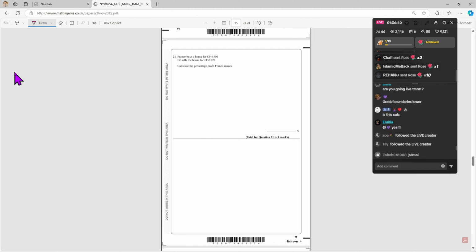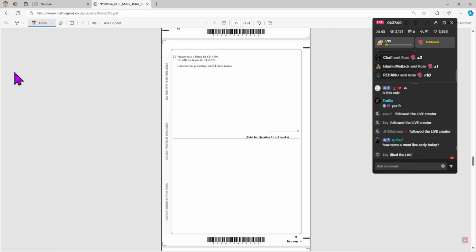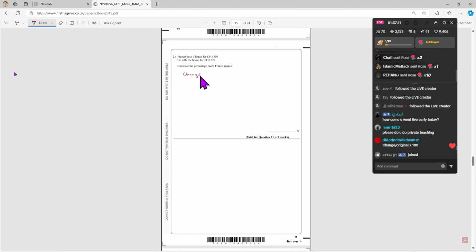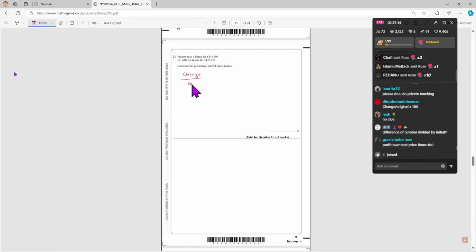And so, does anyone know the formula that we're going to be using to calculate the percentage profit? What is the formula we're going to be using? The percentage change formula. What is it? Does anyone know? So the formula is change divided by original, times by 100. That is our formula.